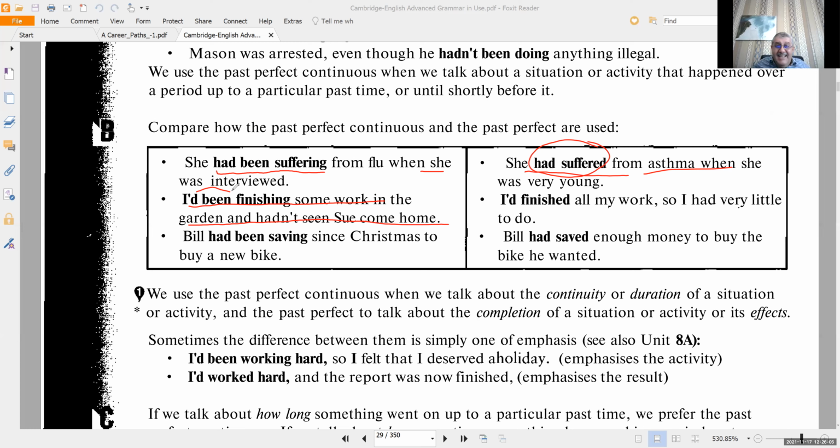I'd, meaning I had been finishing some work in the garden. كنت أشتغل في الحديقة في الماضي البعيد، ولم ألاحظ I hadn't seen، لم ألاحظ Sue coming home، يعني كان يعمل في الحديقة منشغل، هناك استمرارية، ثم لم يلاحظ شيء معين. إذا هنالك زمنين، واحد استمر، واحد تقاطع معه، والاثنين في الماضي البعيد. لازم تركزون على مفهوم الماضي البعيد.